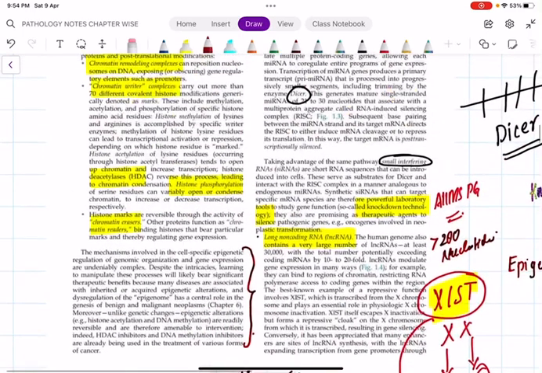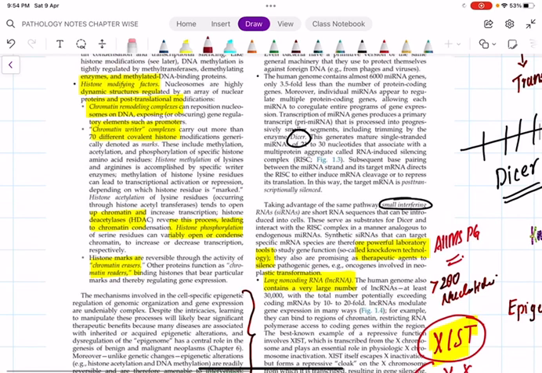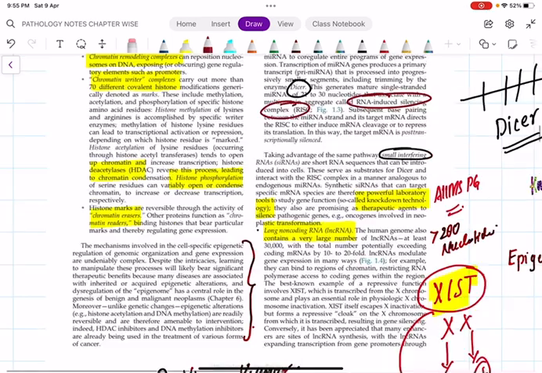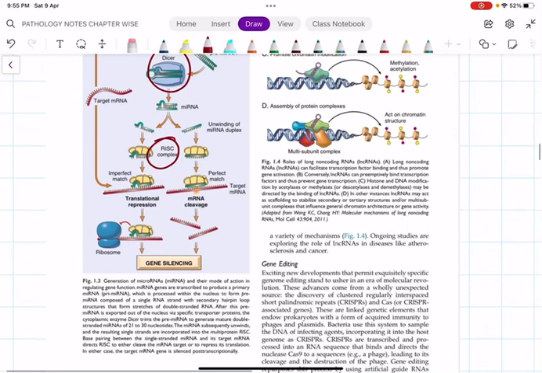What is the RISC complex? I forgot to tell. RISC complex is nothing else but RNA-induced silencing complex. I told you, the post-transcriptional silencing happens because of this miRNA. The complex which is formed in between, we call it the RNA-induced silencing complex. There is no need to remember this flowchart, but remember miRNA ultimately results in gene silencing. Whenever you hear the word gene silencing, remember miRNA.